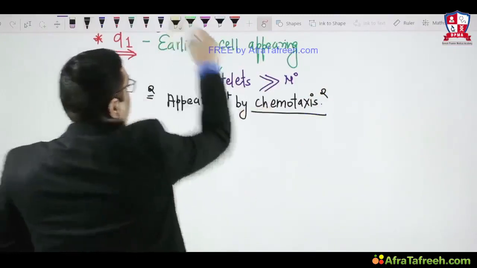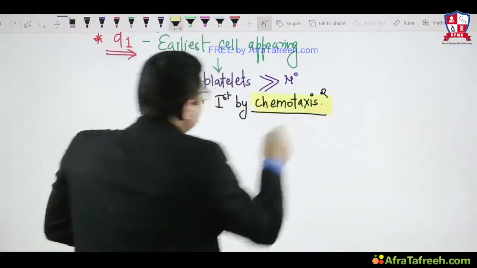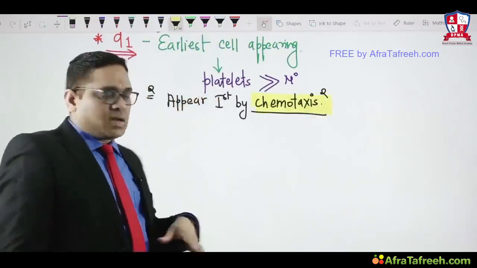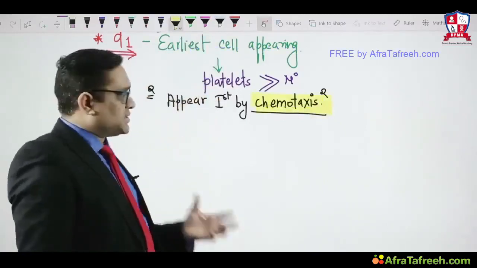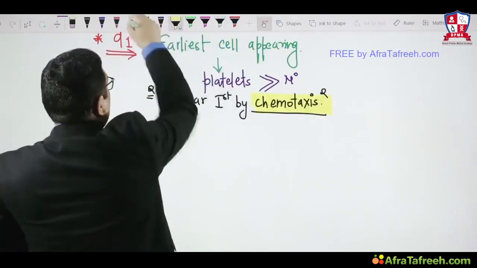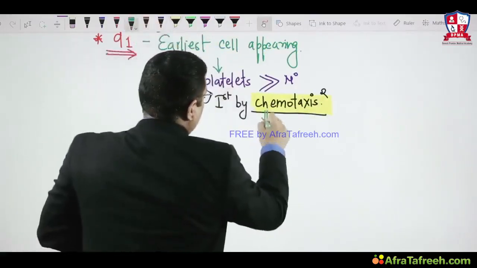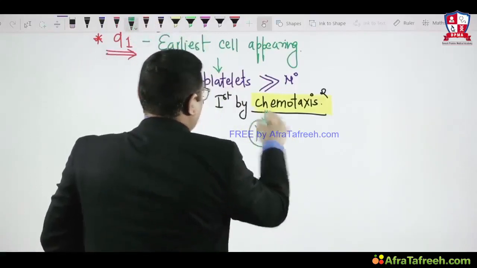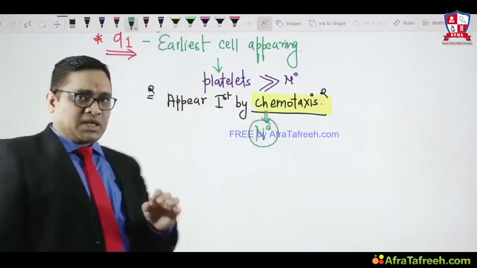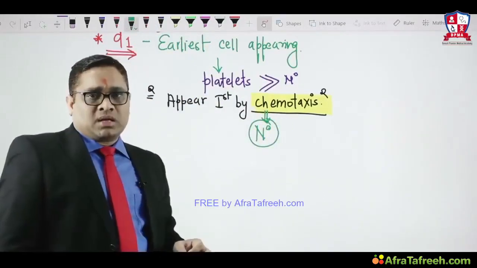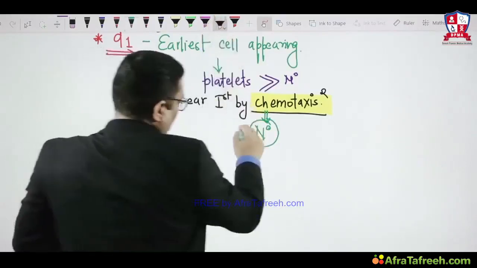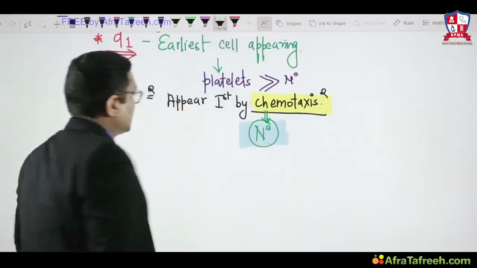See, the word chemotaxis is the catch point, because platelets do not have chemotaxis in the human body, right? Platelets do not follow chemotaxis in the human body. So who will be responsible for chemotaxis? This chemotaxis will be bringing up neutrophils. So the first cell to appear in peripheral blood by chemotaxis, the answer should be neutrophil, and that is the All India question. Neutrophil will appear first, right?